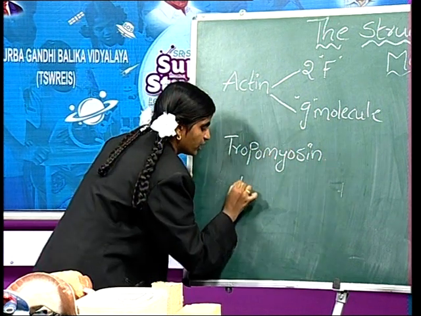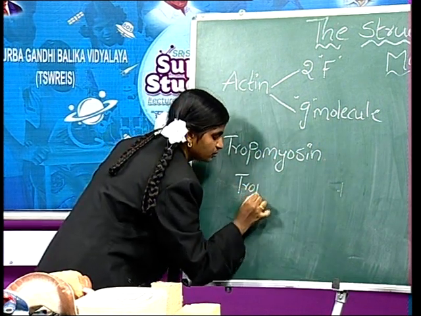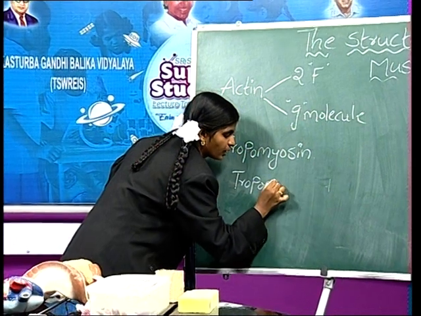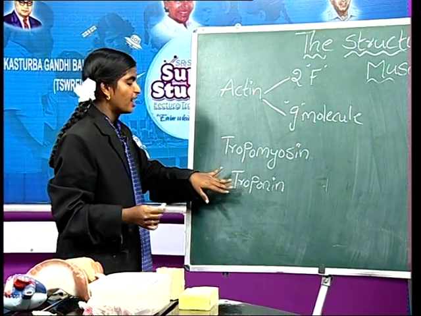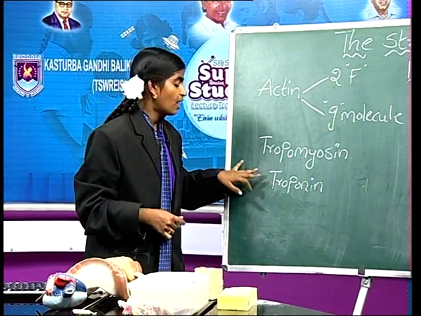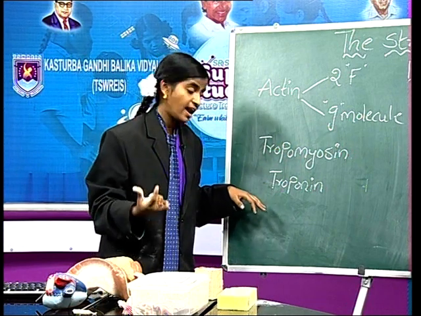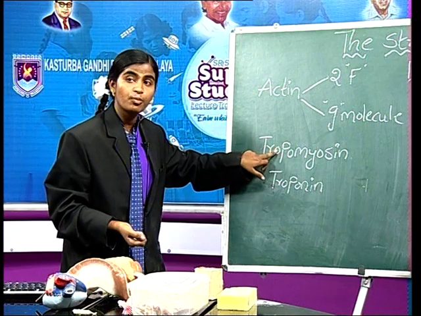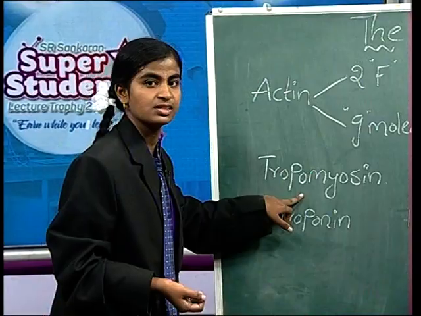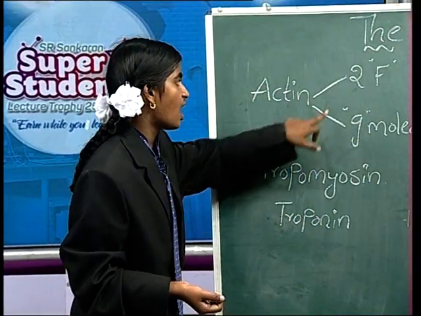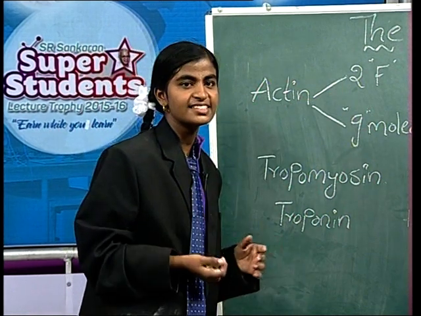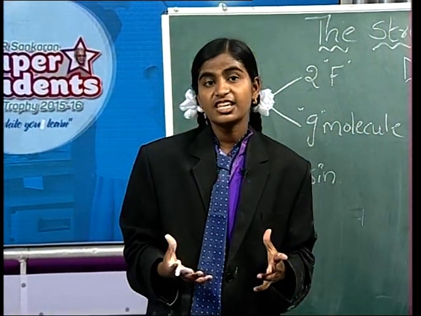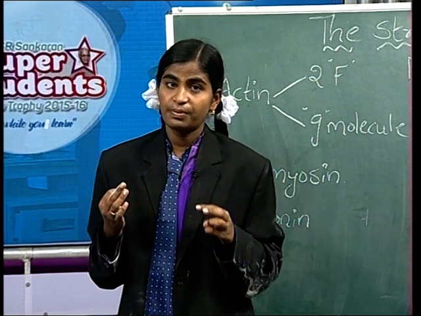And another protein is called troponin. The troponin is a complex protein with a small globular head. This troponin is distributed on the tropomyosin at regular intervals, so it runs close to the F molecule. Friends, this troponin is made up of 3 polypeptide chains.